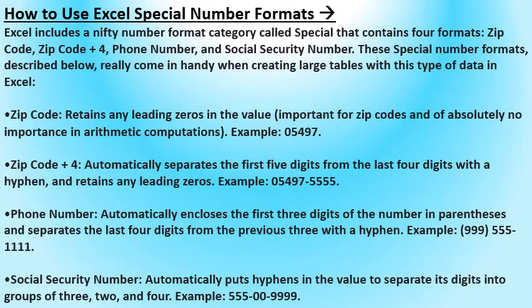The number in parentheses, and it separates the last 4 digits from the previous 3 with a hyphen. Like in this example, you can easily see the social security number. It automatically puts hyphens in the value to separate its digits into groups of 3, 2 or 4, like this. As you can see in the example, 555-00-9999. These are the numbers which are known as the special numbers.